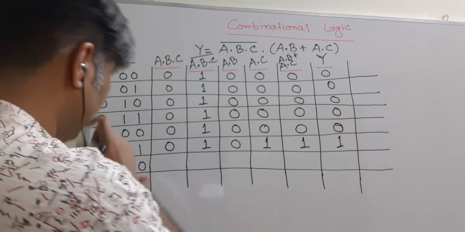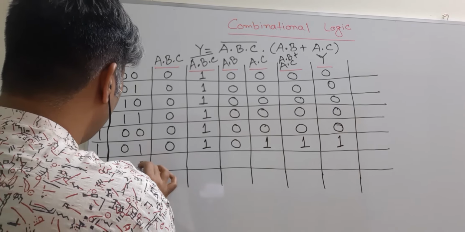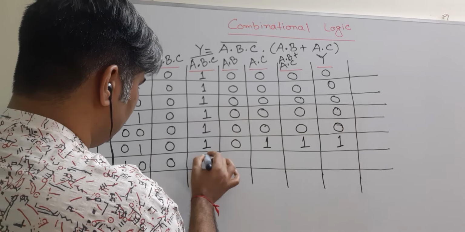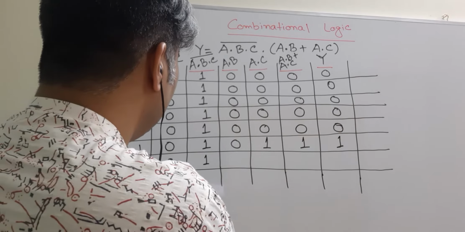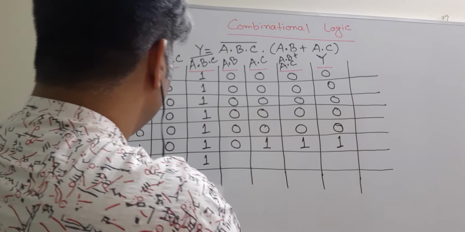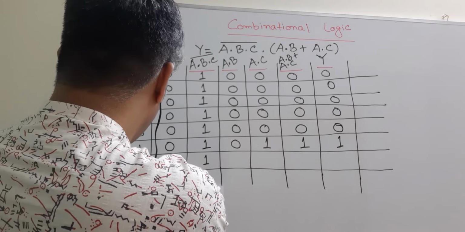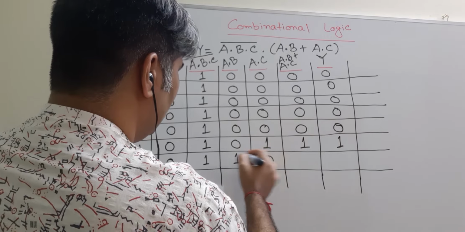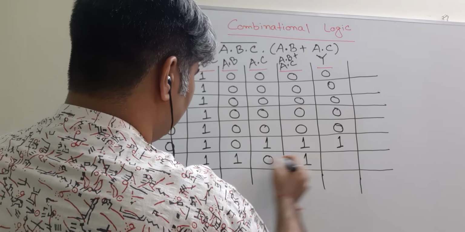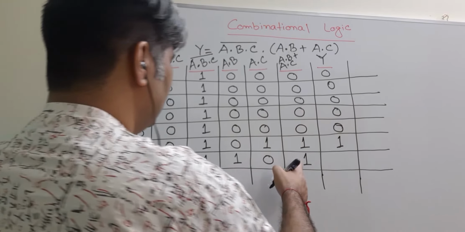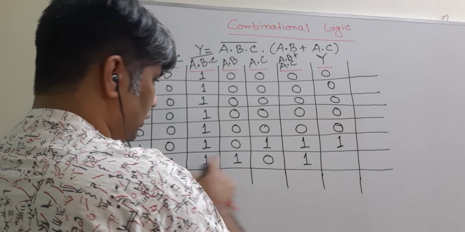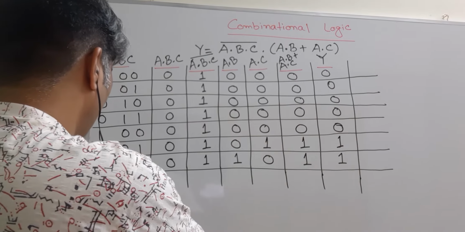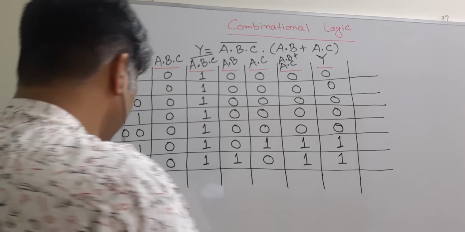Again for this one, c is 0, so this one will be 0. Since this one is 0, this one automatically becomes 1, and then a dot b is 1, a dot c is 0, so this one becomes 1, and since this one is 1 and this one is 1, this one also becomes 1. Now we have all ones, the last input.